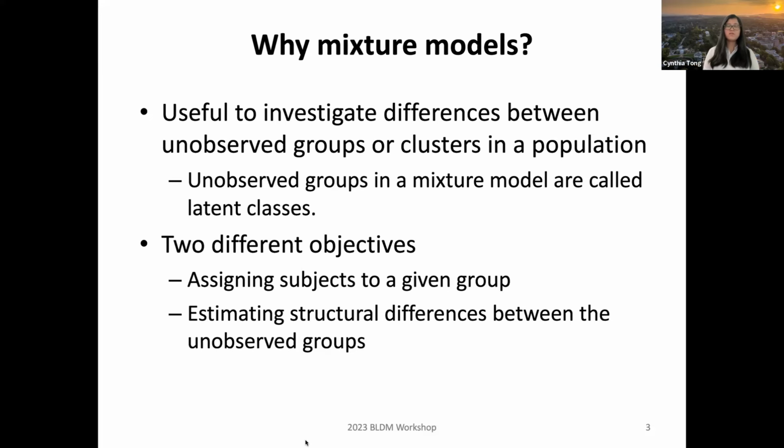So there are two different objectives of a mixture model. The first is to assign subjects to a given group, and the second is to estimate structural differences between the unobserved groups. So basically we assume that there are potential differences across subjects and they belong to different unobserved groups, and there are differences across those groups. And we assign subjects into those groups.